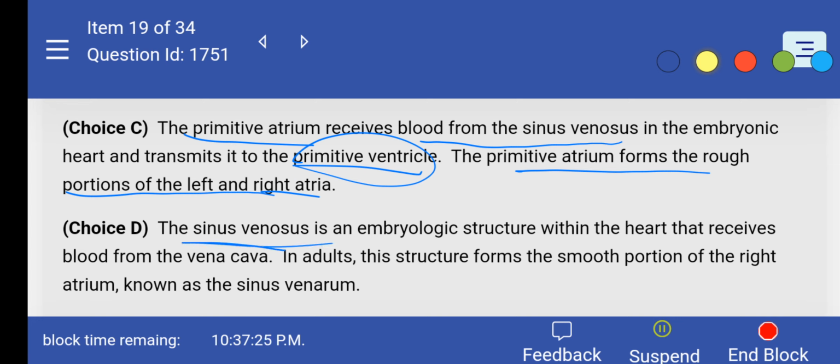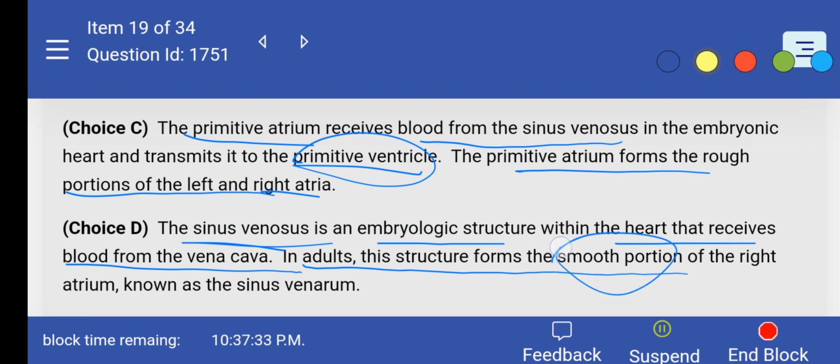The sinus venosus is an embryologic structure within the heart that receives blood from the vena cava. In adults, this structure forms the smooth portion of the right atrium, right? That is known as sinus venarum, right?